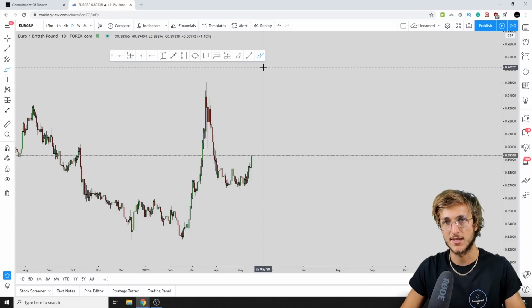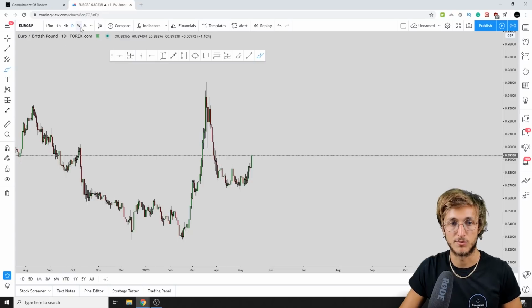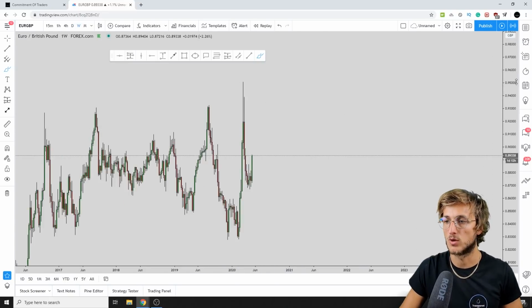It basically combines with what we already have from a daily perspective. If we check the weekly, what we can see on the weekly.